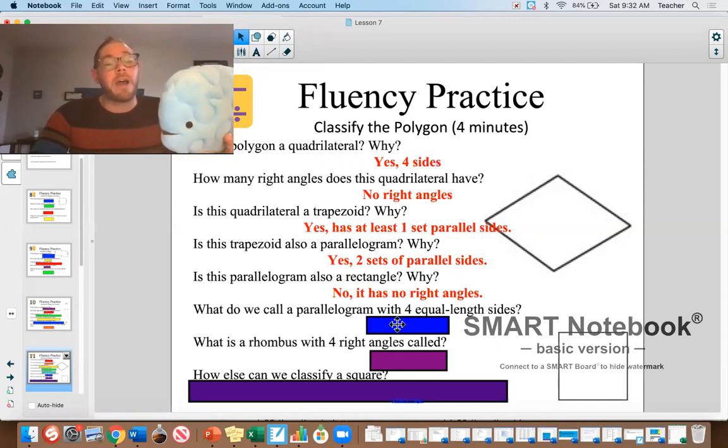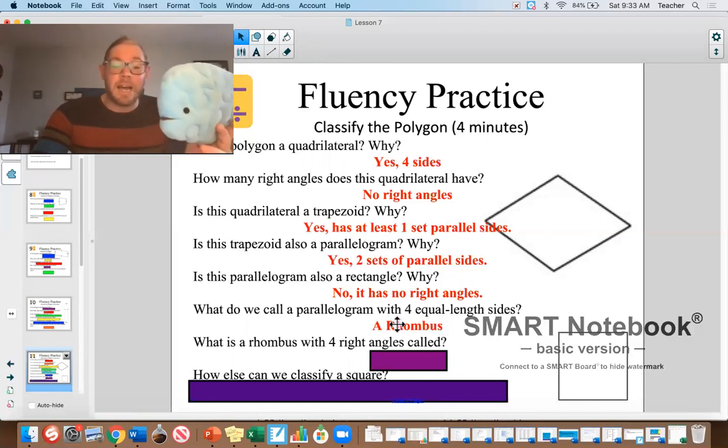All right, our next question. What do we call a parallelogram with four equal length sides? It has a special name. A rhombus. So this shape is a rhombus because it has 4 equal length sides and it is a parallelogram.